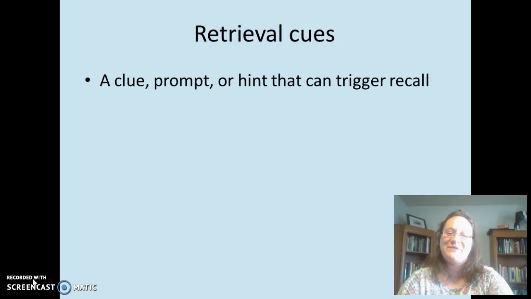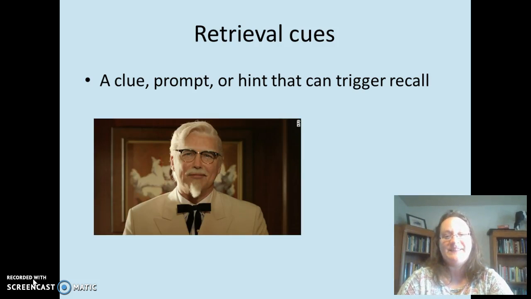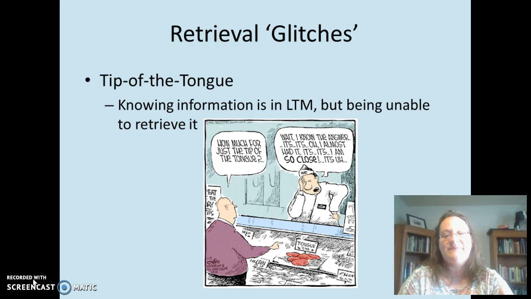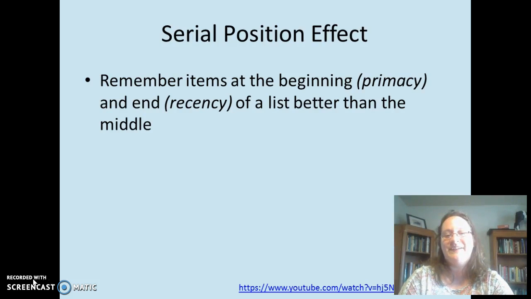We're going to spend most of the rest of our time talking about ways that memory can fail. One way that we often remember things is through retrieval cues. If you were trying to remember this guy's name, I might give you some cues, such as finger looking good, chicken, Kentucky, 8-piece meal, and you might be like, oh, yeah, Colonel Sanders. So I'm trying to help you to retrieve this information. But we end up with a lot of glitches or problems when we try to retrieve stuff. We've probably all had this experience of information being on the tip of the tongue. We know it's in our long-term memory, but we can't retrieve it.